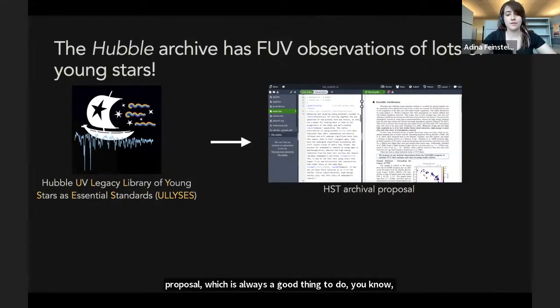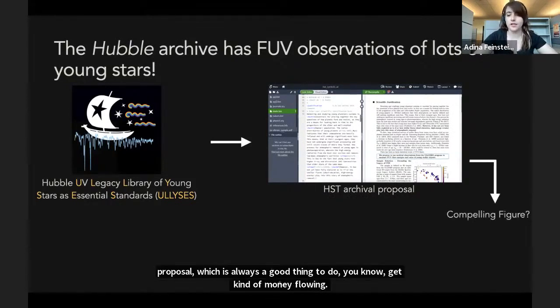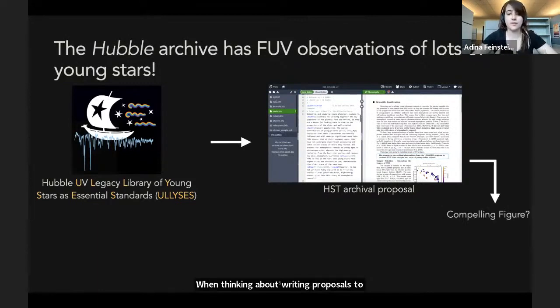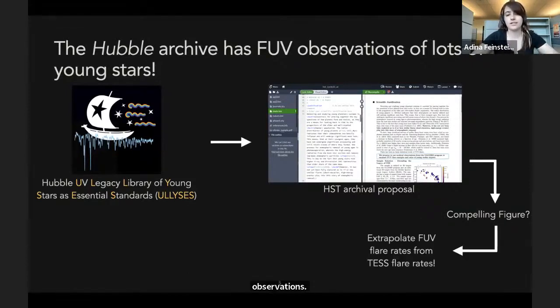When thinking about writing proposals to understand stellar flares, you really have to think of a strong, compelling figure of merit, because you can never guarantee that there are going to be flares during your observations. And so as part of this mentality, I thought maybe we can extrapolate the far ultraviolet flare rates from TESS flare rates. TESS is an optical near-infrared broadband observatory that has observed lots of young stars. And flares tend to peak in the far ultraviolet, so maybe we can do some extrapolation there.